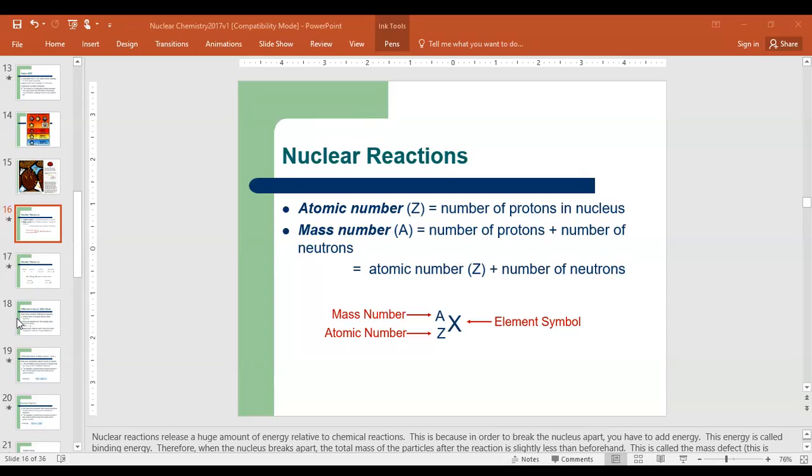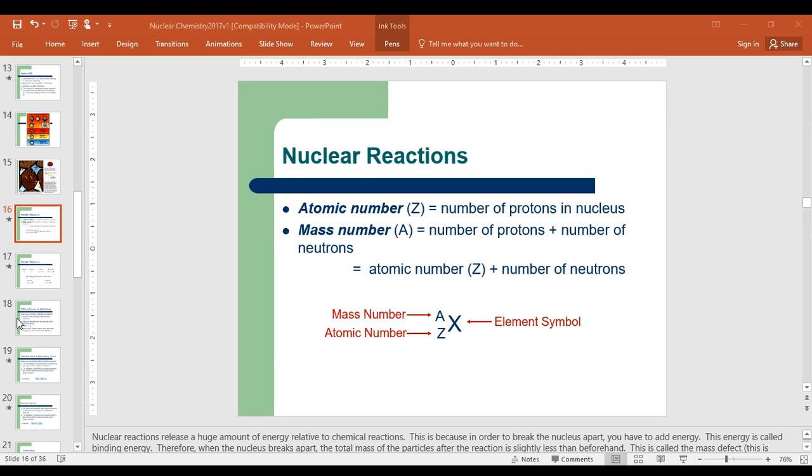So now I want to go over how we symbolize nuclear reactions, how we write nuclear reactions, and also why certain types of radiation are emitted. For example, why sometimes alpha radiation is emitted, why sometimes maybe beta radiation is emitted.